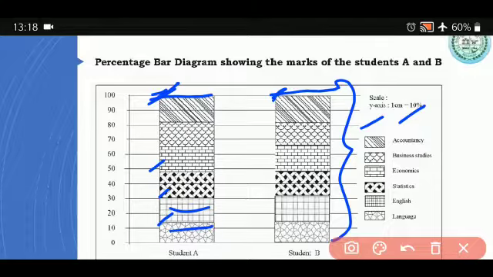Then you are making these components or subdivided bar diagrams and giving the designs, colors or shades of your choice, and never ever forget to write the index here.